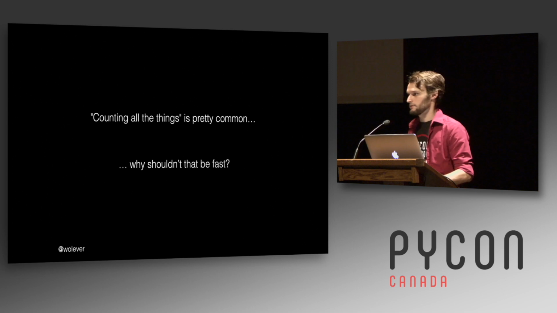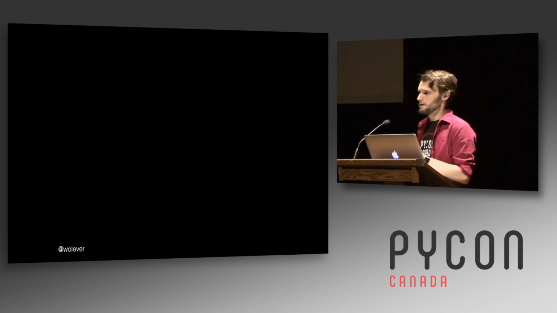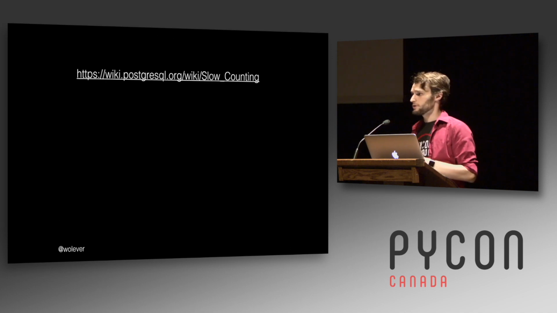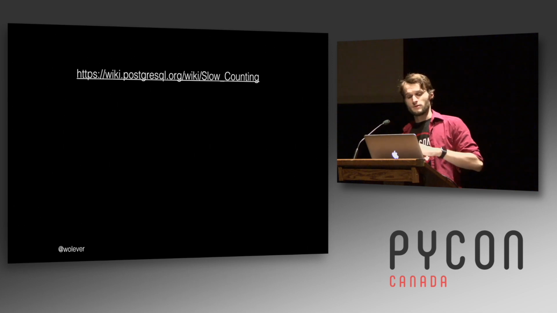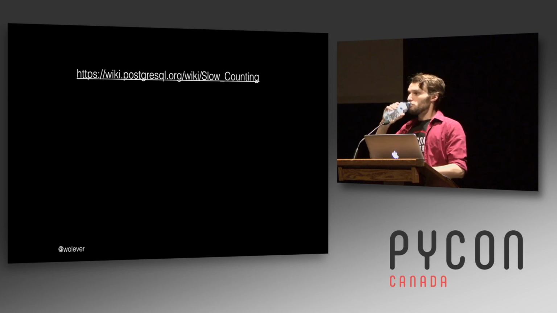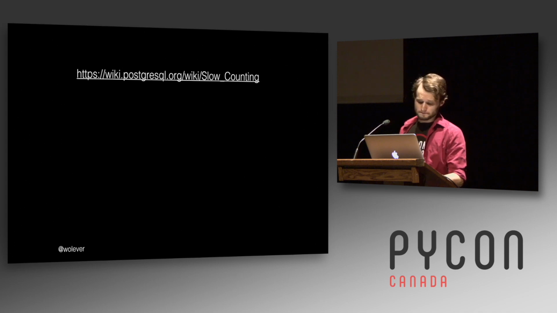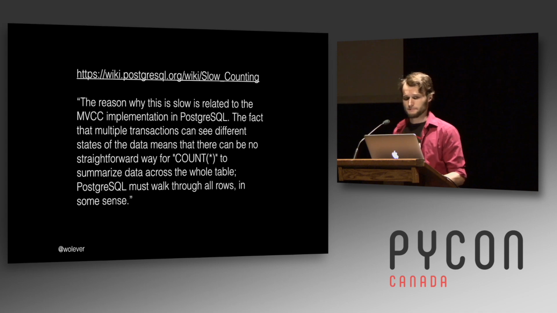Oh boy, I forgot to advance my slides. So we're going to do what every good developer does and take a quick trip to Google. The first result is going to be the Postgres Wiki on slow counting, because this is such a problem that they have a whole wiki page devoted to it. And it's going to give us this monstrously helpful explanation.